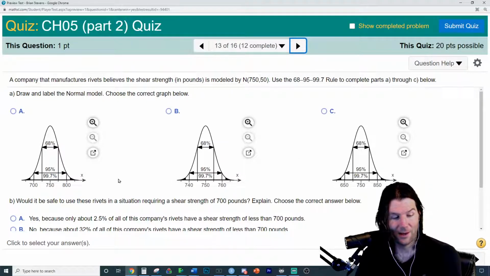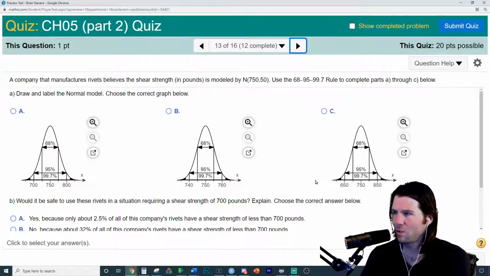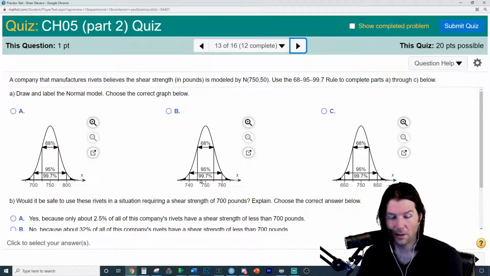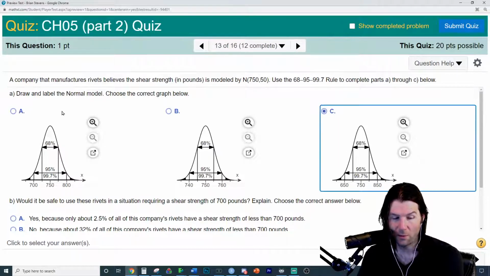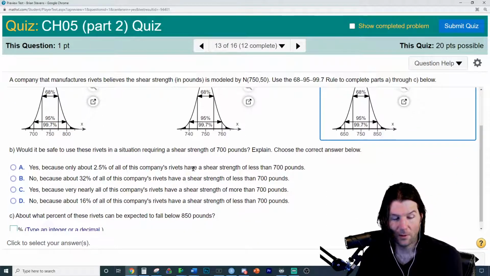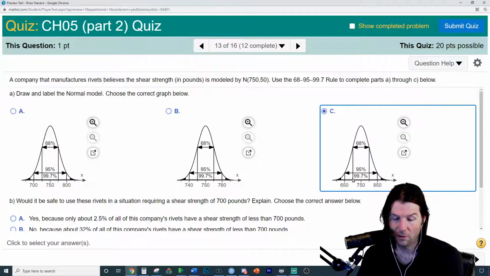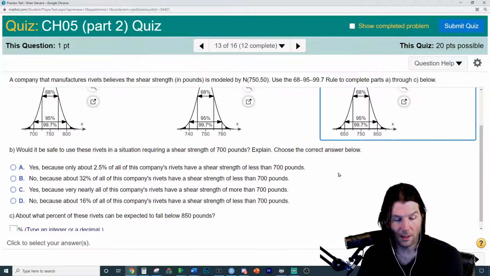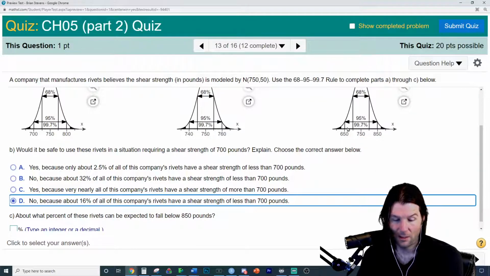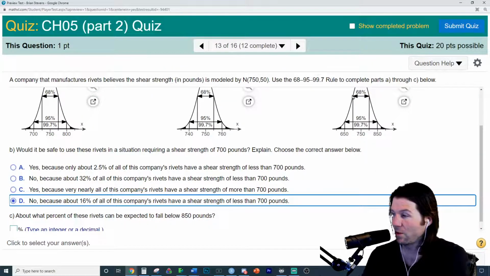So right here, this one's tricky because it's 2 standard deviations. So don't be tricked. 750 plus or minus 2 standard deviations because you're going to 95. So if you look right here, this is going to be the right answer. A lot of people choose A because they think it's 1 standard deviation. This is going up 1, 2 standard deviations, going down 1, 2 standard deviations. Would it be safe for the roots requiring a shear strength of 700? 700's right here. So since this is at a z-score of -1, I'm thinking something like 16%. That's correct, because 16% are going to have a shear strength less than this.